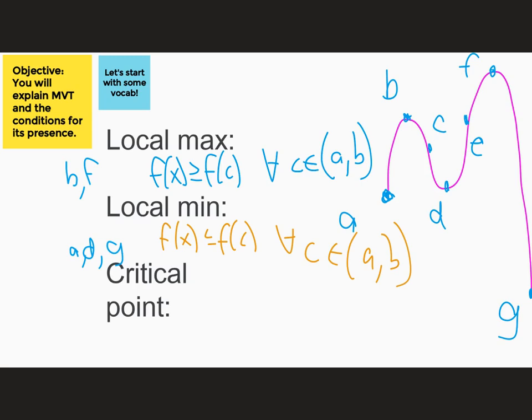Critical point. Critical point, you may or may not know. That's where the derivative, I'll call it f prime, equals 0 or undefined. It's not the best to say f prime because it could be any function name, but I made it f prime just for funsies. But it's where the first derivative is 0 or undefined. Those are critical points.